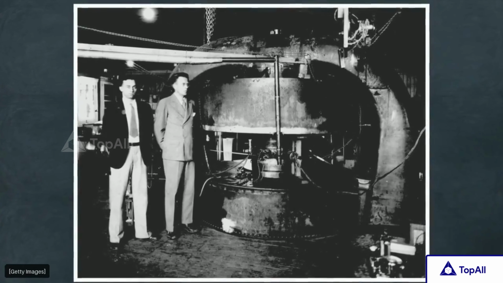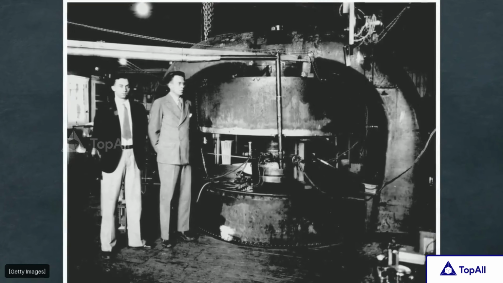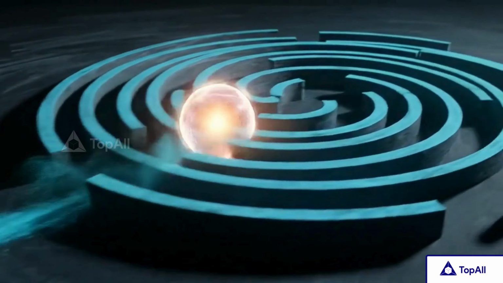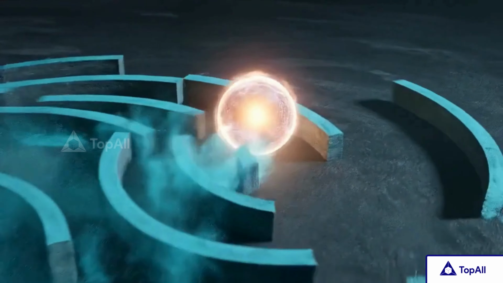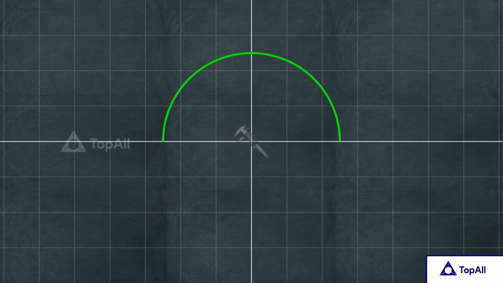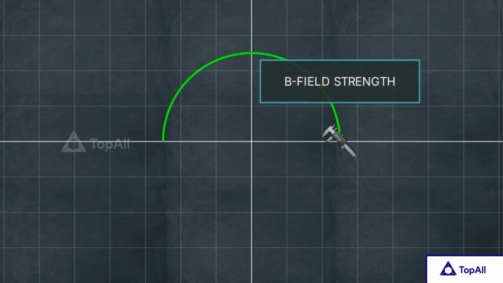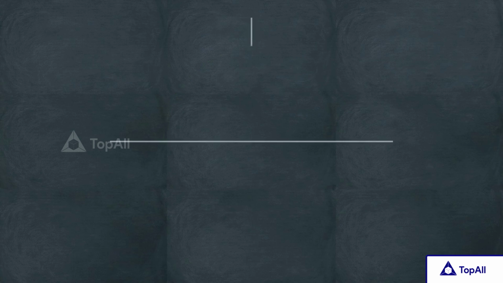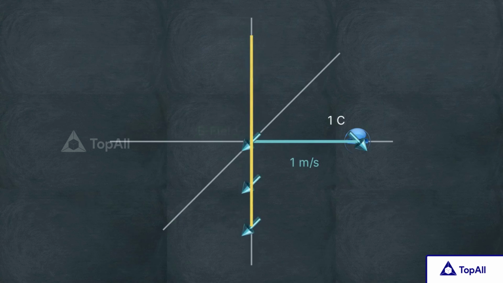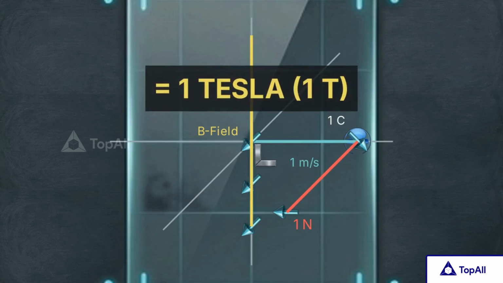Scientists use this exact principle in cyclotrons to guide and accelerate particles at nearly the speed of light. Because the cross product always pushes perpendicular to the direction of motion, it creates circular and spiral paths rather than straight lines. Because the Lorentz force is so consistent, it is used to define the standard unit of magnetic field strength. Imagine a charge of exactly 1 coulomb moving at 1 meter per second, perfectly perpendicular to a magnetic field. If that charge experiences exactly 1 newton of force, the field strength is defined as exactly 1 Tesla.